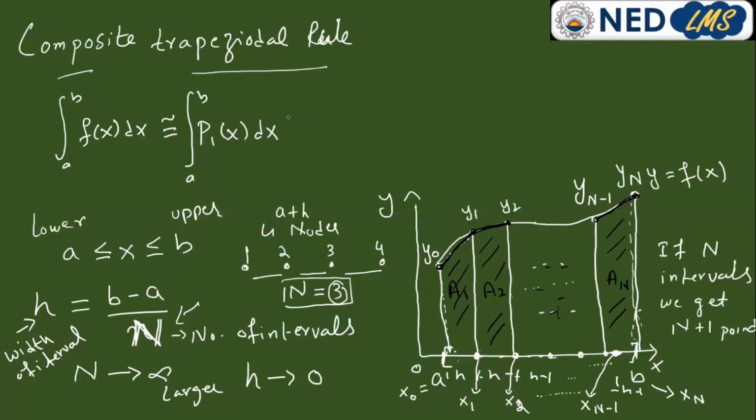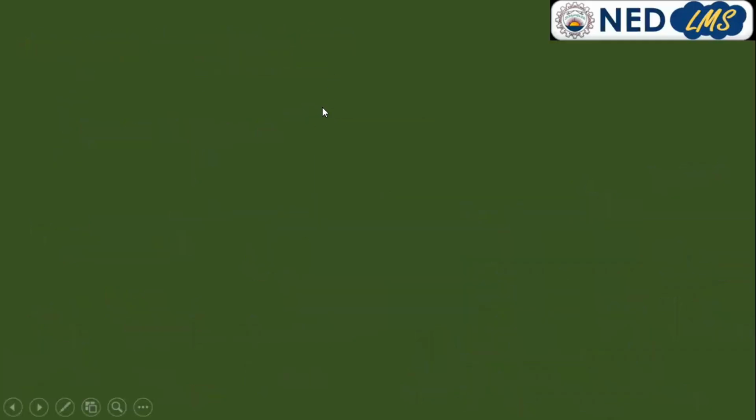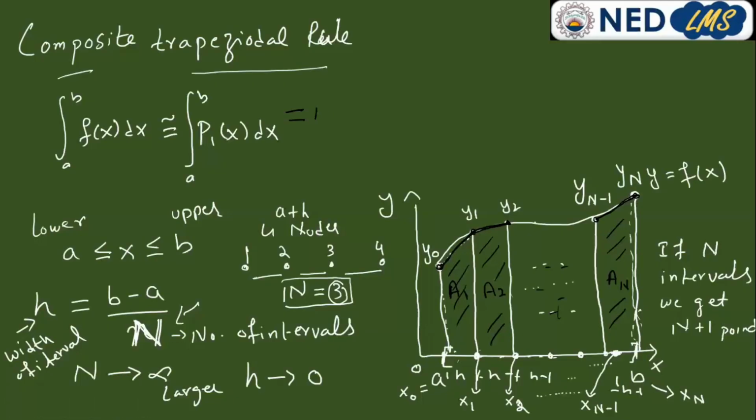How we get the formula is very simple. The final answer will be equal to the area A1 plus A2 plus A3, and so on till the last area we can compute. This would be the answer. Now the question is, how do we compute A1, A2, A3? We have to compute them by applying the trapezoidal rule.